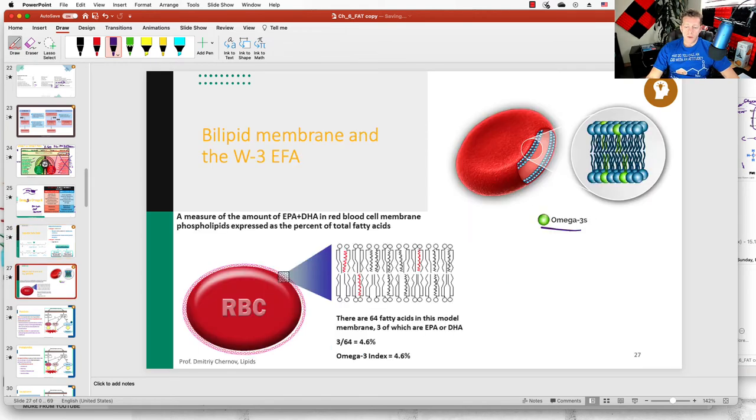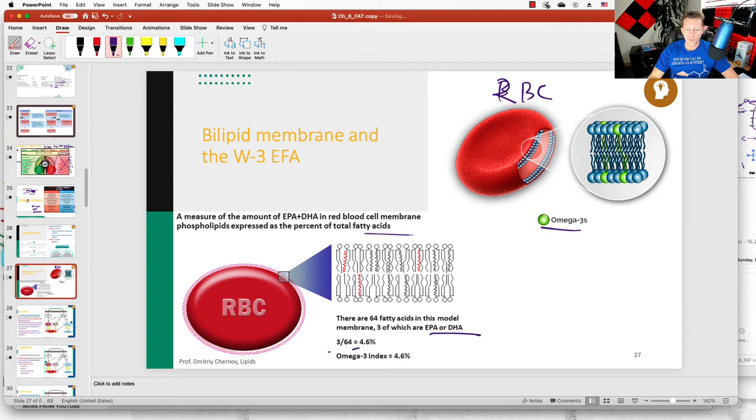In one research, it shows that omega-3 is in the lipid bilayer around our trillions of cells, also part of our RBC, red blood cells. If there's more omega-3, then the cells are more flexible. So this is a measure of the amount of EPA and DHA, which is omega-3, in the red blood cell membrane phospholipids, expressed as a percentage of total fatty acids. There are 64 fatty acids in this model membrane, three of which are EPA and DHA.